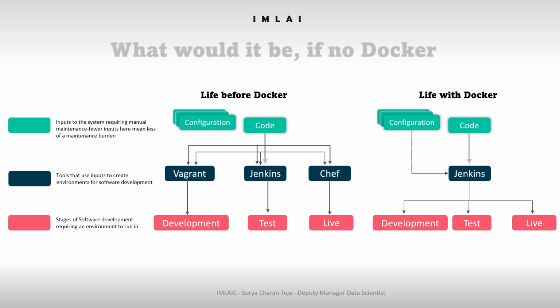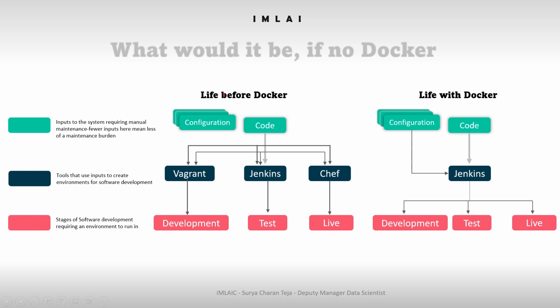So if it is clear, it's fine, or else I will explain it one more time, with one example, the simplest example. Just to compare life before Docker and life with Docker, I'm going to take the simplest example. Let's take a web application, a simple static web application. Now we have to deploy this static web application. What are the processes that we follow?